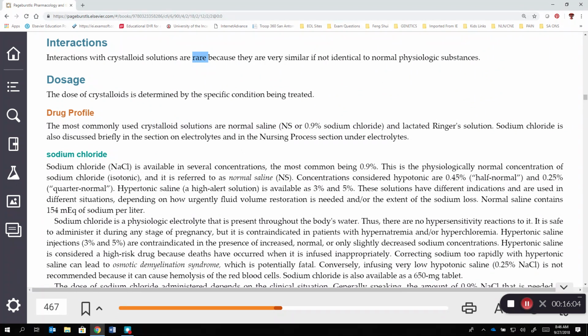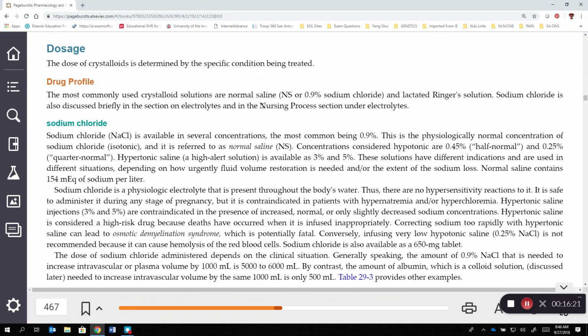So what kind of interactions might we have with crystalloids? Actually, not many, if any. Interactions with other drugs and such with crystalloid solutions are very rare because this is something that is identical or very similar to our normal physiologic substances that are found within our body.